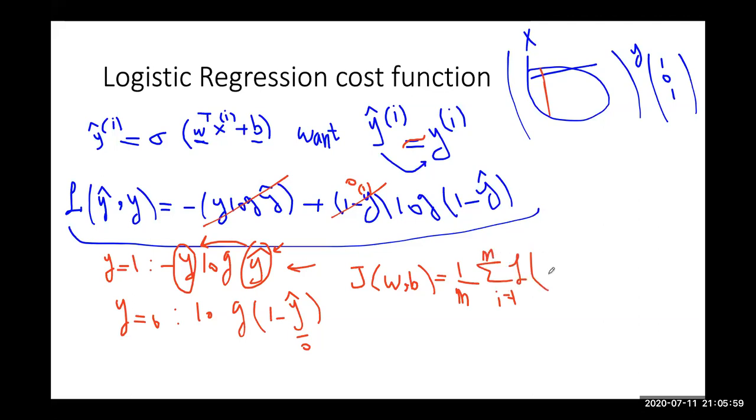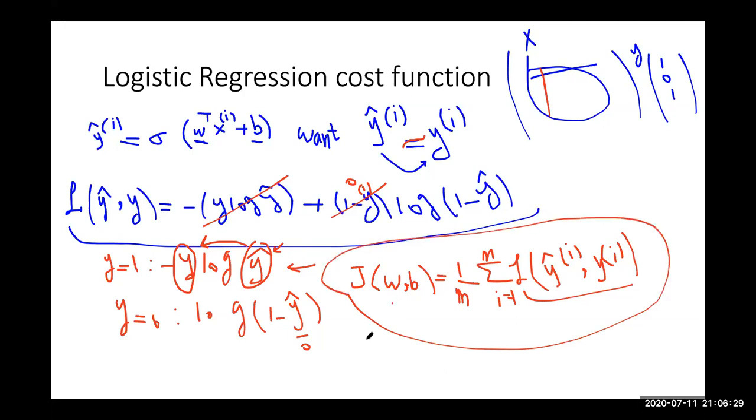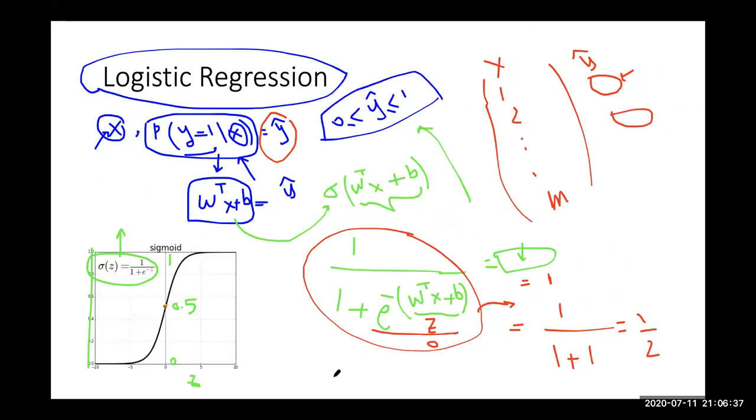The loss function for each training example versus the real value of that example. Of course you can write this down, plug this in and work the math, but we are not going to do that. So this is the basic building block of how logistic regression works. If we optimize this function, we will end up with the best set of W and B that works best here.